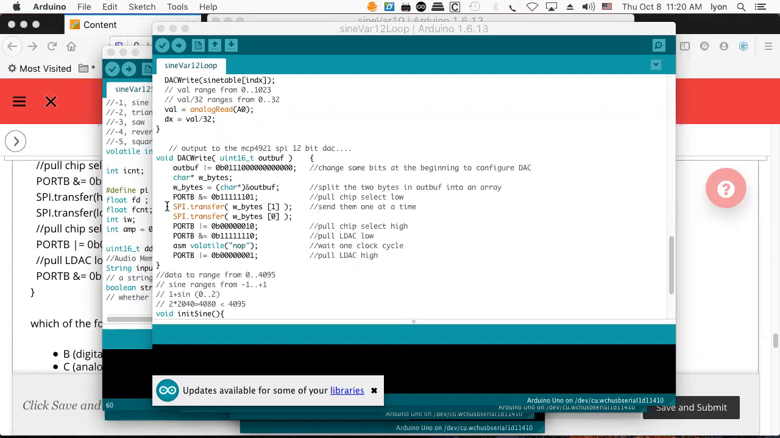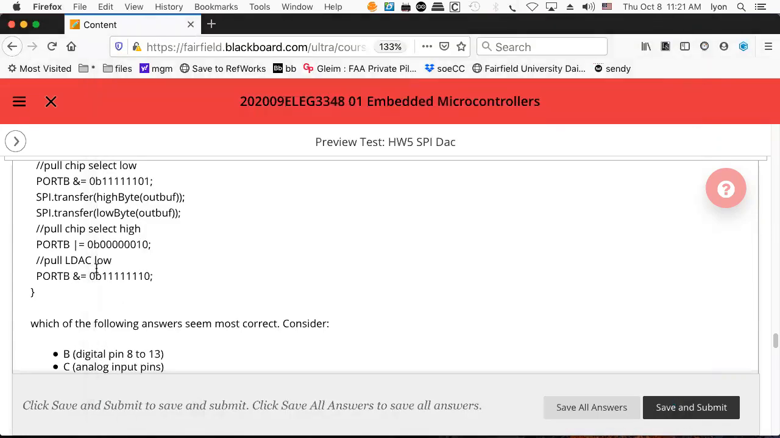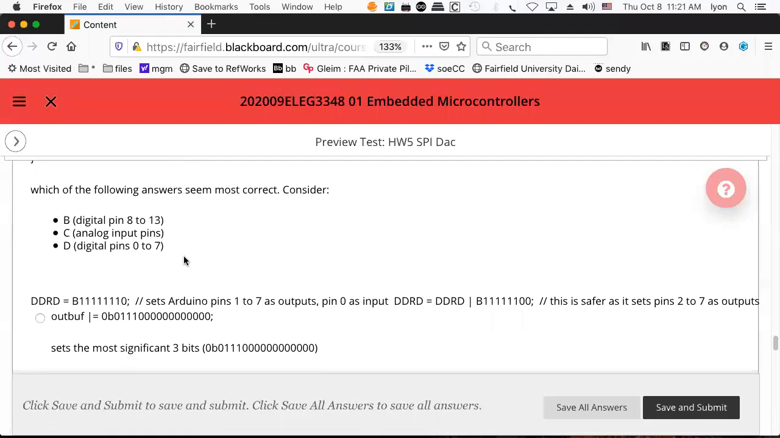So this is doing SPI transfers. It's pulling the chip select low, putting the chip select high. That chip select is like your LDAC. Here it is, LDAC low. That must be bit 0. Let's see, what is he doing here? Pull LDAC high. Yeah, so he goes from low to high. So you can see LDAC is doing a transfer. And then over here, it looks like I've reformatted the code just a little bit so it's more in line. Then it says, which of the following answers seems most correct?